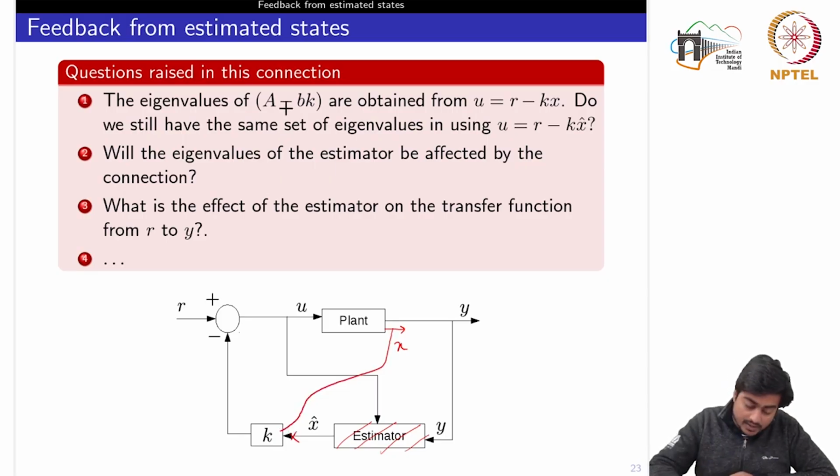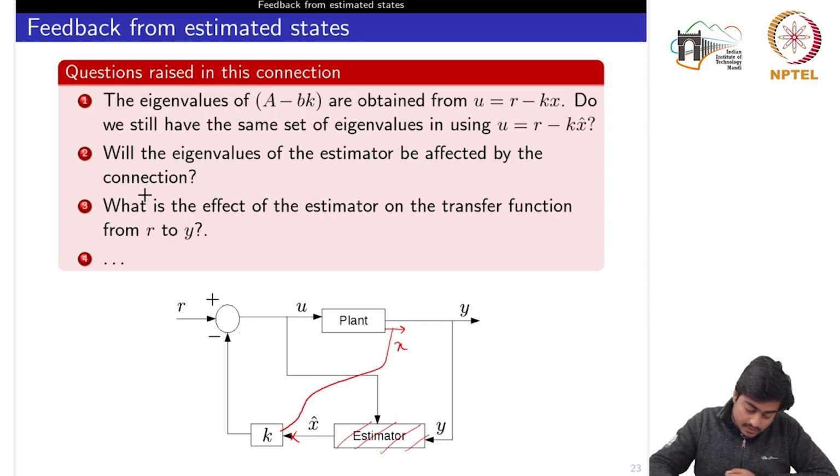Okay, so we had seen already that the closed loop state matrix would be A minus BK. Now if we are using this estimator, whether the eigenvalues of the closed loop system would still remain the same or it would change. Right? So the second question: will the eigenvalues of the estimator be affected by the connection? So it is both ways. Whether the eigenvalues of the closed loop control system would be affected by the estimator or vice versa.